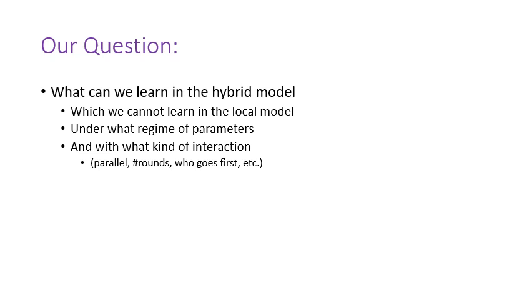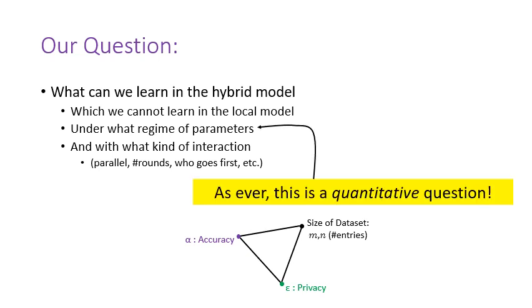And that is what we study in this work. We study the hybrid model. We ask ourselves, what can be learned in the hybrid model, which is essentially new? It cannot be learned in the local model. And of course, we want to quantify under what regime of parameters. Namely, it's the same question we always ask ourselves in the design of differentially private algorithms or protocols. We have the parameter epsilon of the desired privacy loss. We have the parameter alpha of the desired accuracy loss, and we ask ourselves how many individuals, n and m, do we need in order to solve the problem and basically do better than a naive, quote-unquote, local model protocol. Again, this is a quantitative question. That is why we ask ourselves, what is the regime of parameters?